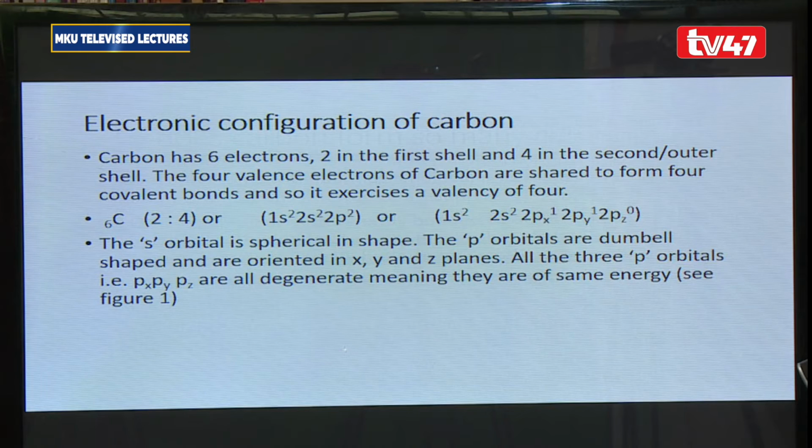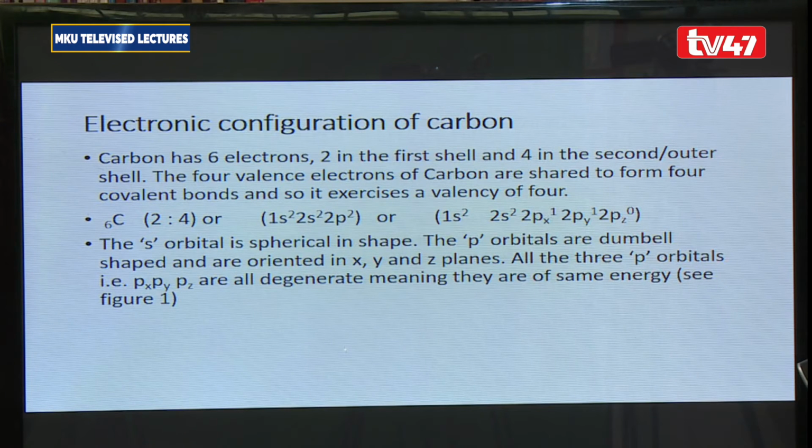Now, we have said that carbon has an atomic number of 6, meaning that by considering Hund's rule and the Aufbau principle, the electronic configuration of carbon should be, in terms of principal quantum shells, 2 and 4. That means the inner principal quantum shell has 2 electrons. Those inner electrons do not take part in bonding. So what we are interested in are the 4 electrons in the outermost shell.